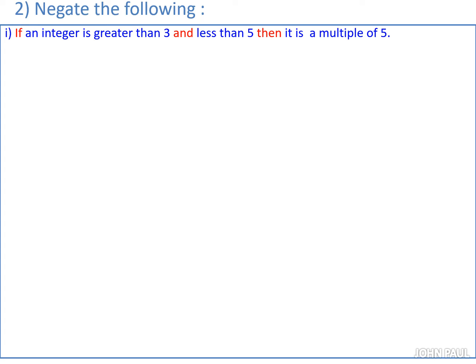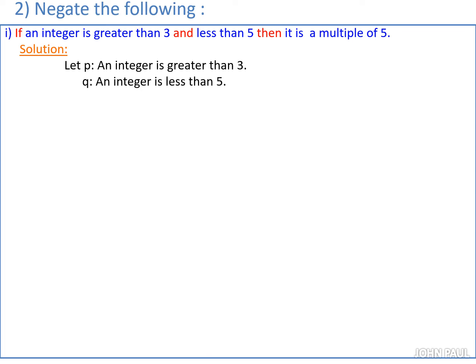Solution. We will write the statements as P, Q, R first. Statement P: an integer is greater than 3. Next statement Q: an integer is less than 5. Next statement R: an integer is a multiple of 5. Now the statements are given, we will write the proposition.